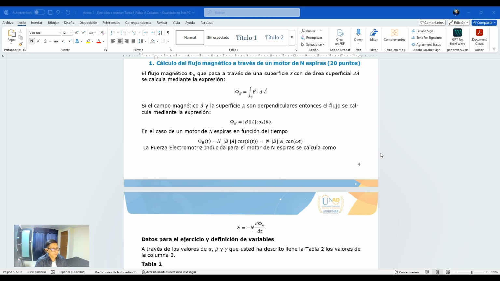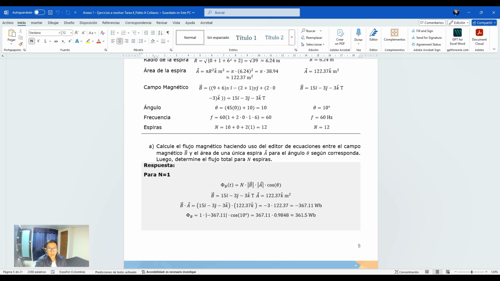In part A, we are given a magnetic field vector written as B equals 15i minus 3j minus 3k Teslas. These are the components: minus 3 in the y direction j, and minus 3 in the z direction k.